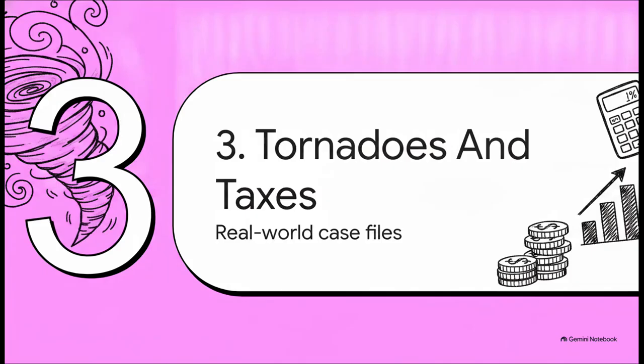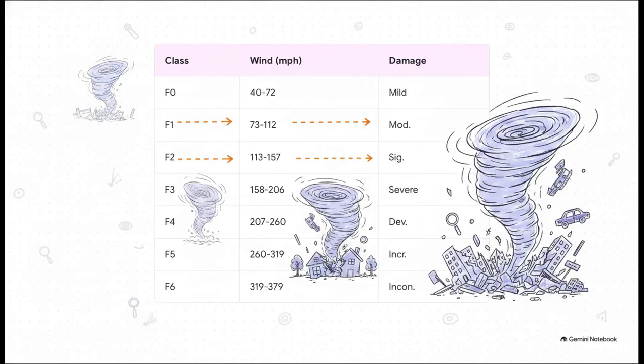Let's put this into practice with Section 3, Tornadoes and Taxes, Real-World Case Files. Check this out. This is the Fujita-Pearson Tornado Intensity Scale. Over on the left, we've got the classification, running from F0 all the way up to F6. In the middle, the wind speed in miles per hour, and on the right, the damage description. To read this correctly, you just let your eyes track horizontally across the classification to its corresponding wind speed and damage. For instance, an F5 tornado, that means wind speeds of 260 to 319 miles per hour, causing incredible damage.